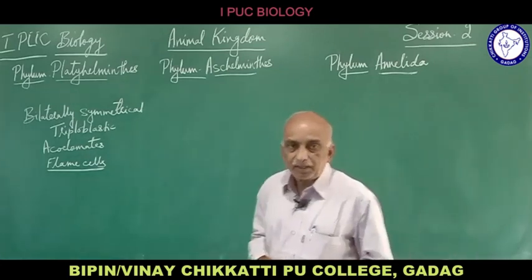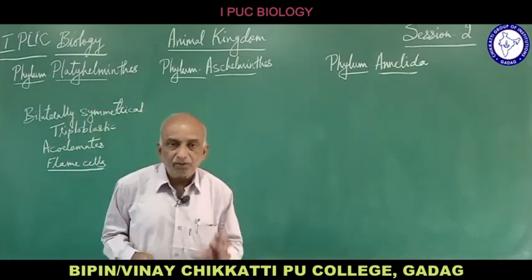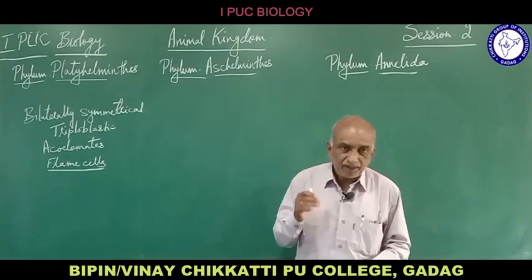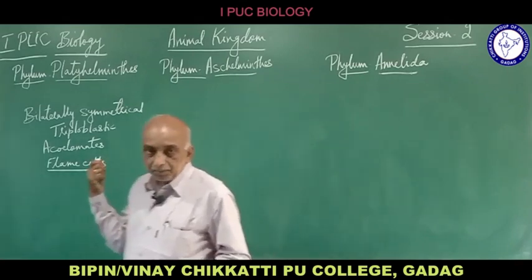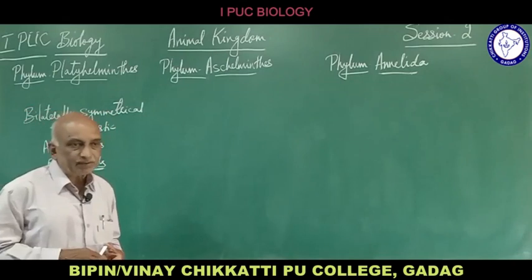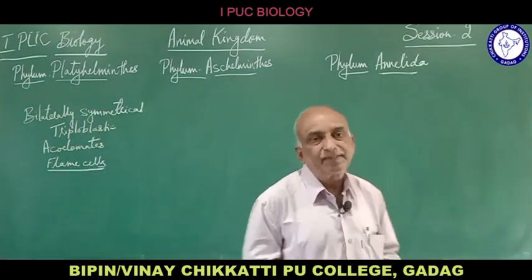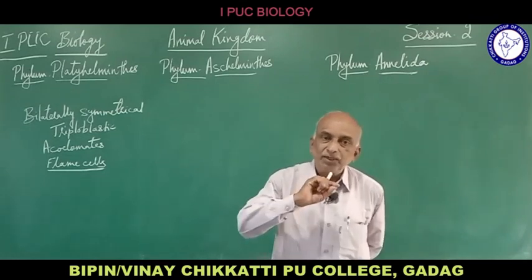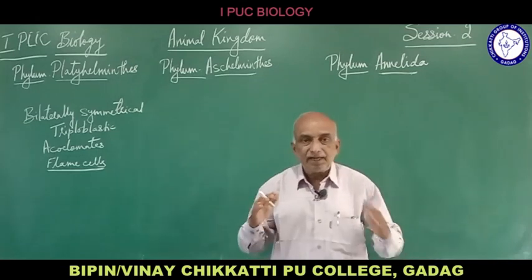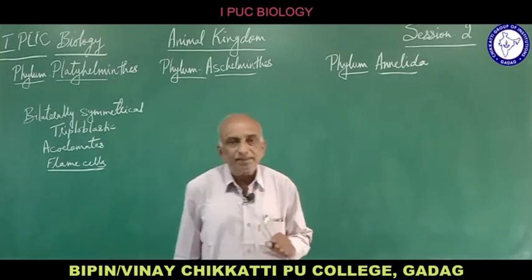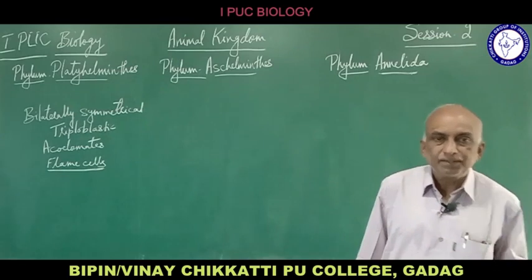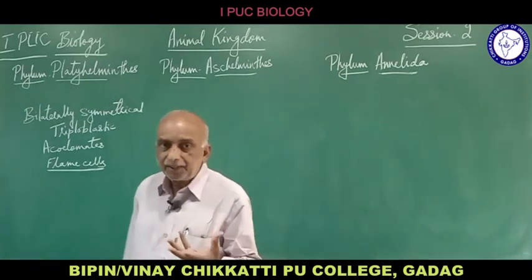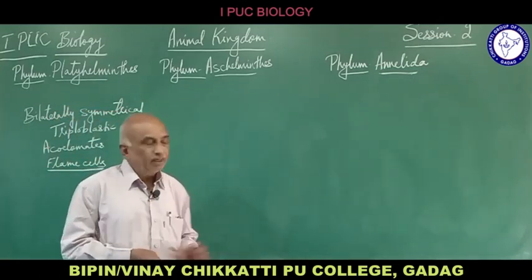Similarly, flame cells are one type of cells which help in osmoregulation and also excretion. Osmoregulation is just the function of the kidney. They maintain the water balance in the body, and they also remove the waste materials. These are present in the body of the Platyhelminthes. They are called flame cells because inside the cell there is a protein, arranged in a way that is red in color, and it appears like a flame inside the cell. That is why they are called flame cells.